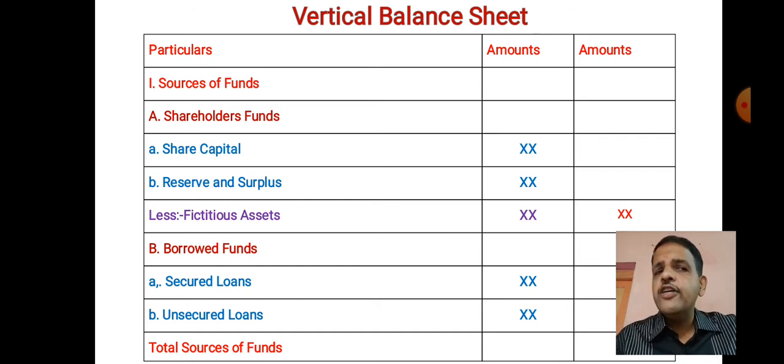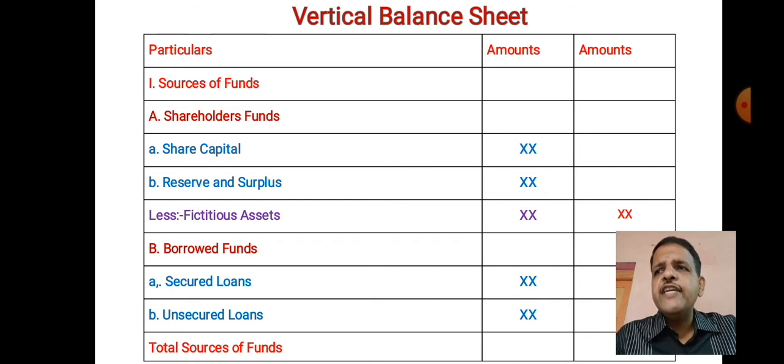Items like capital reserve, capital redemption reserve, securities premium, general reserve, sinking fund, dividend equalization reserve, workman's compensation fund, revaluation reserve, development reserve, other reserves, etc. Now for getting shareholders fund, we have to take into consideration fictitious assets also, and we have to deduct the amount of fictitious assets from this reserve and surplus in order to get the exact amount of shareholders fund.